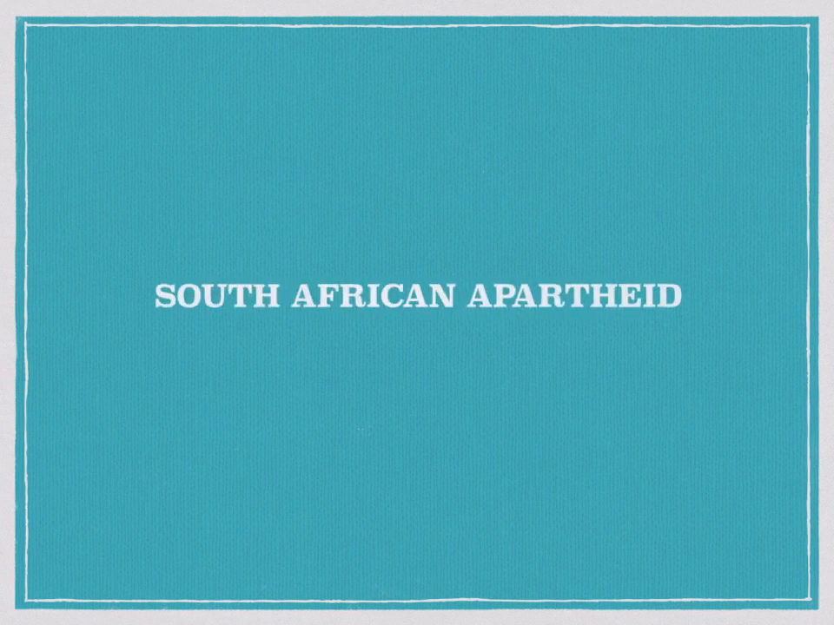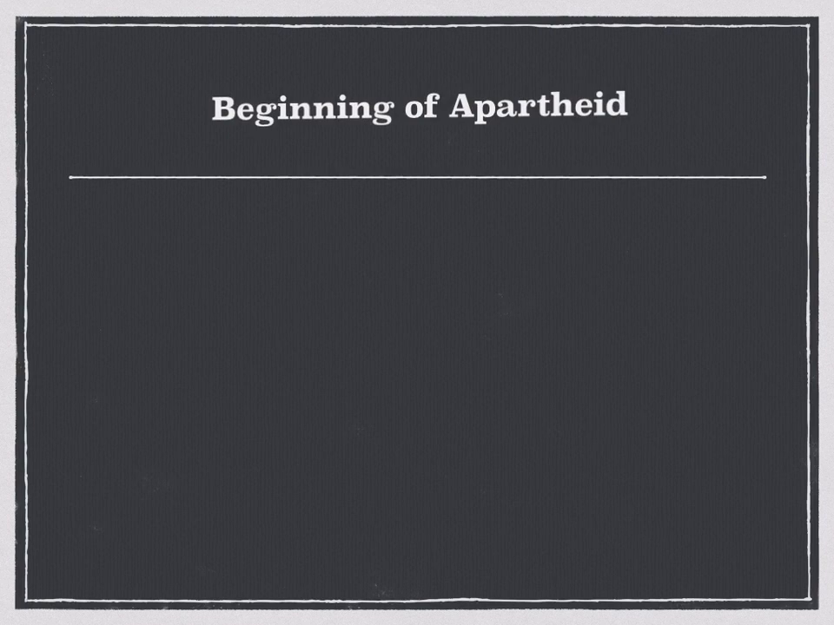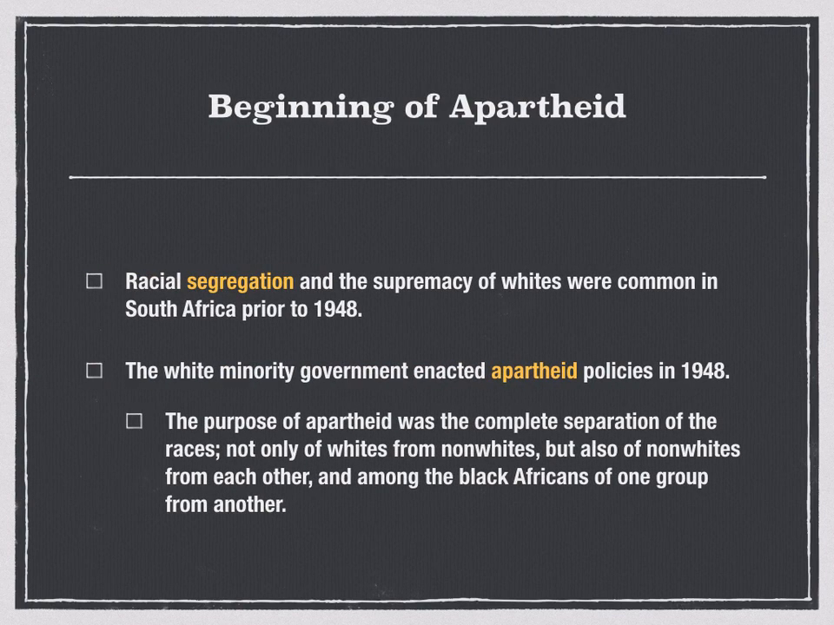South African apartheid. Beginning of apartheid. Racial segregation and the supremacy of whites were common in South Africa even prior to 1948. However, the white minority government took things a step further in 1948 and enacted apartheid policies.